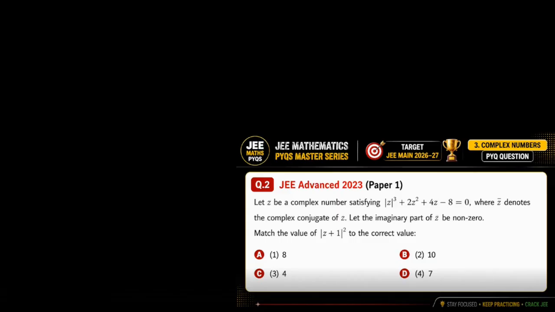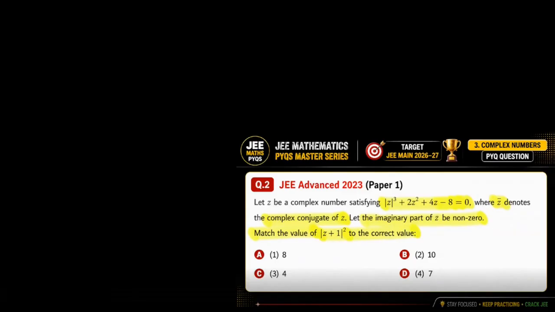Let's solve it. We are given |z³| + 2z² + 4z̄ − 8 = 0, where z̄ denotes the complex conjugate of z. Also, the imaginary part of z is non-zero. We have to match the value of |z + 1|² to the correct value.